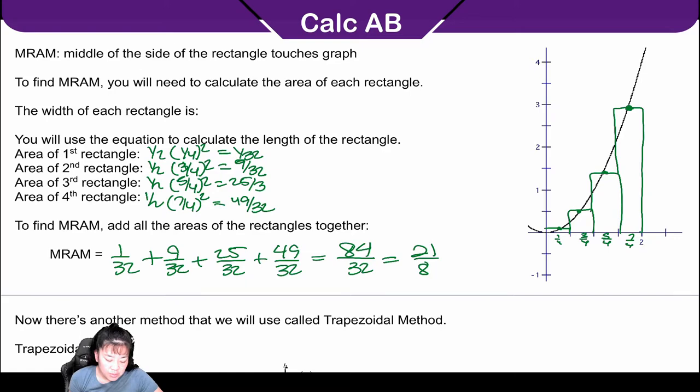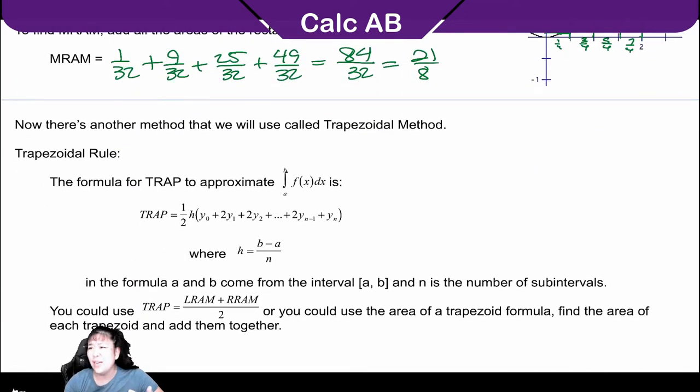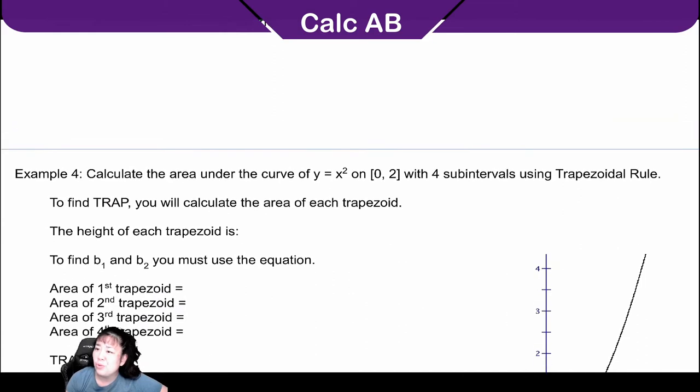Okay, so now there's trapezoidal rule. If by some chance you had found LRAM and RRAM already, and I asked you to find trapezoidal rule, you could find the average. You could add the LRAM and the RRAM together, divide it by 2, and get trapezoidal rule. Now, what do you think trapezoidal rule is? Area of a trapezoid.